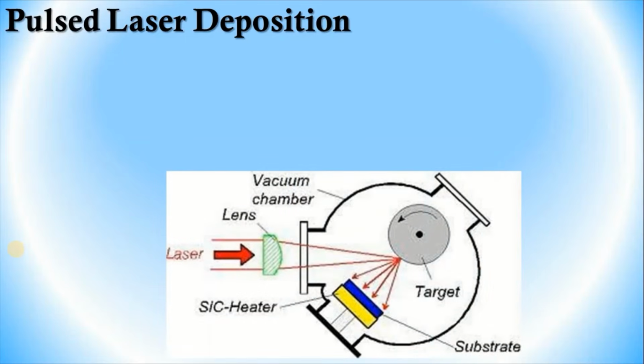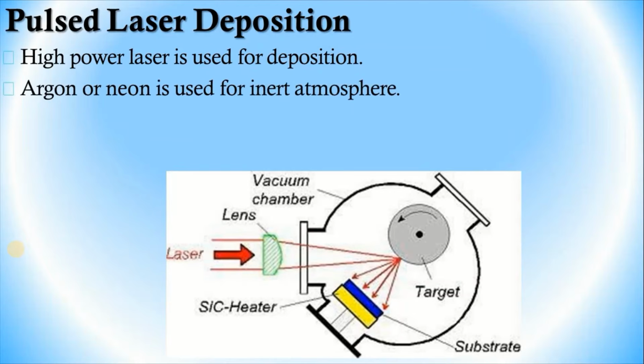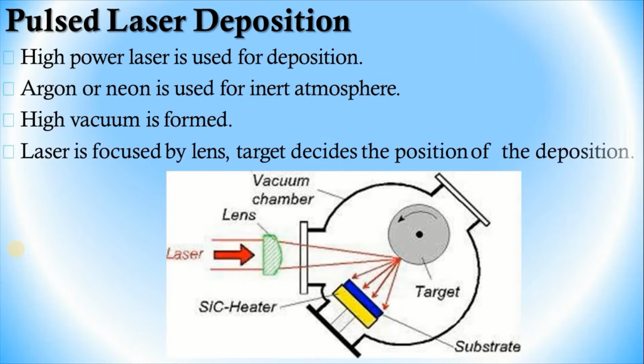Then pulse laser deposition. Here there is a lens through which the laser is transferred, and a silicon carbide heater is used, on which we place the substrate to get the metal vapors deposited. In this technique, a high power laser is used for deposition. Argon or neon is used as an inert atmosphere in a vacuum chamber. High vacuum is formed and the laser is focused by a lens. The target decides the position of the deposition.